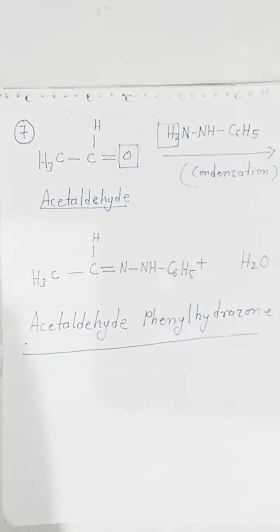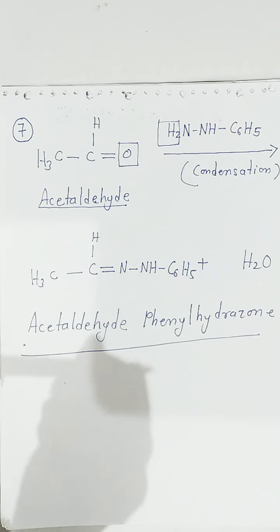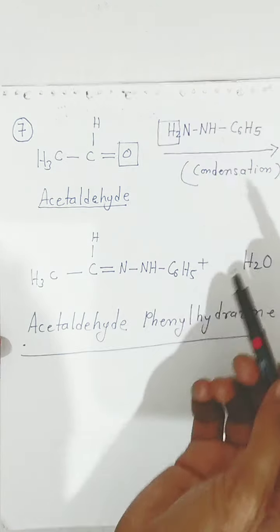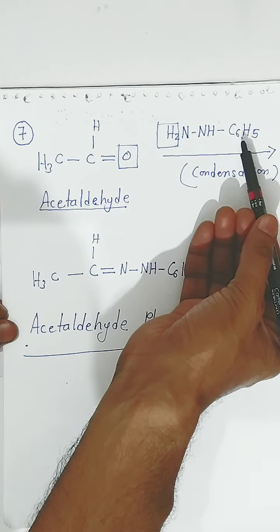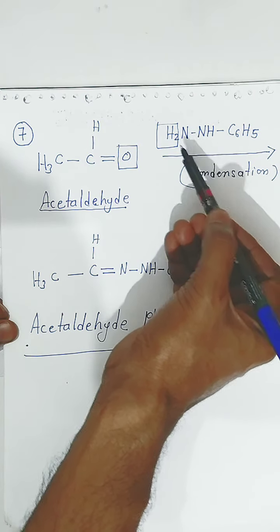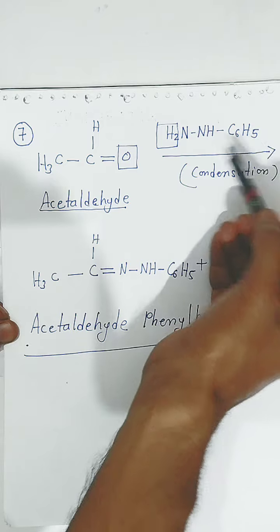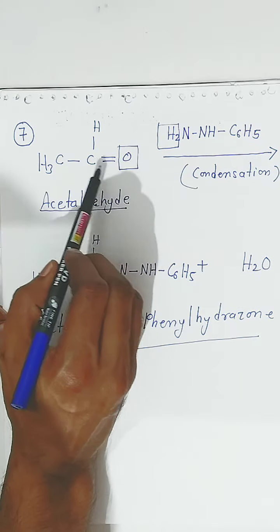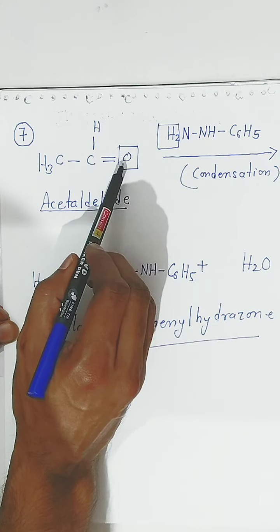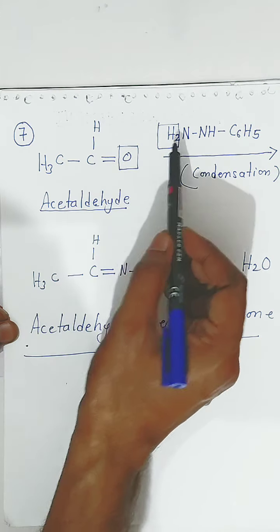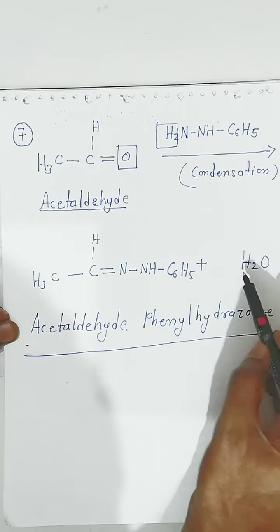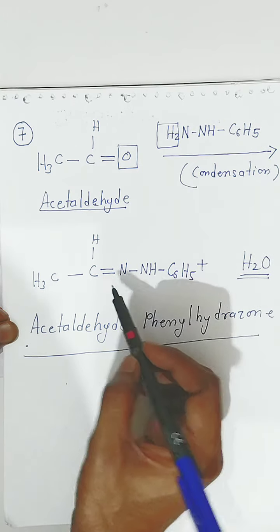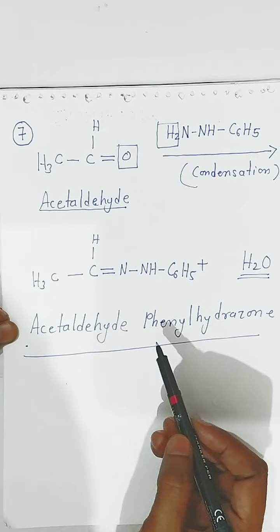Now comes the seventh reaction of acetaldehyde. You have acetaldehyde in the test tube and you are adding phenylhydrazine. This is the phenyl group and these are 2 nitrogens combined, which we call hydrazine. Phenylhydrazine reacts with the carbonyl oxygen. The oxygen of the carbonyl reacts with the hydrogen of the phenylhydrazine and gives a water molecule, and there is an addition reaction. This product is called acetaldehyde phenylhydrazone.